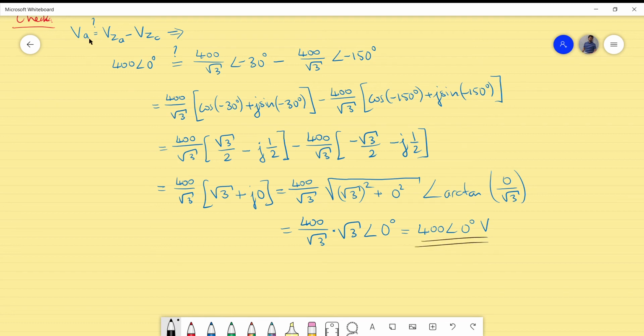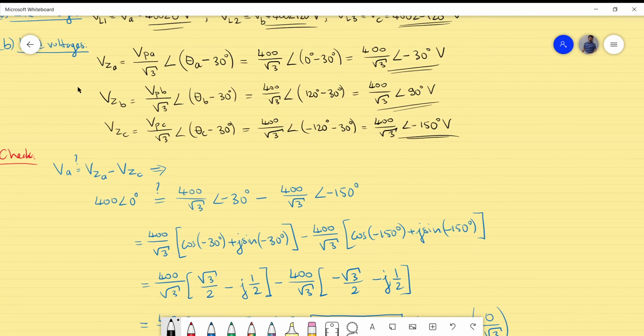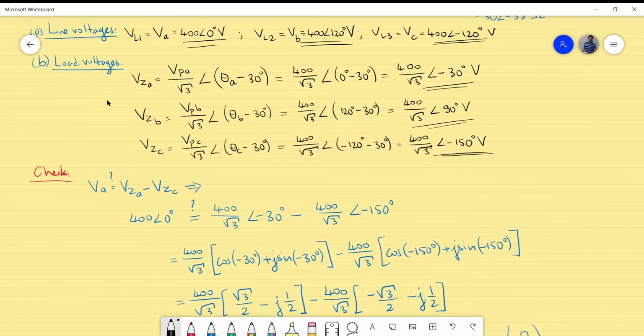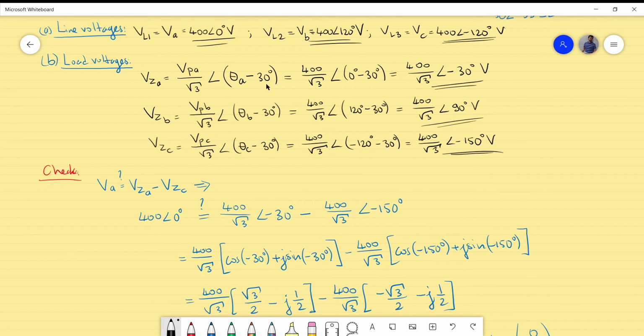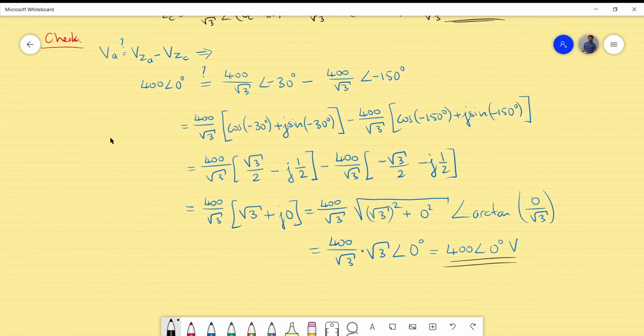So I have VA is equal to VZA minus VZ of C, and I have used these formulas. Of course, they just came out of nothing. So you might ask, why is this correct? If you haven't made a check, there's one expression and it is actually valid. So you can do the same check for the other ones, and you will have again the correct answer for each of the phase voltages.